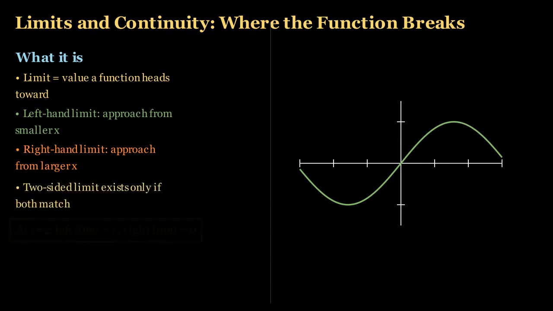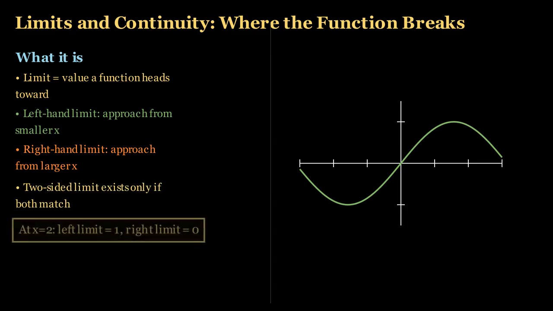But here's the catch, you can approach from the left, with x values like 1.9, 1.99, 1.999, or from the right, with 2.1, 2.01, 2.001. The left-hand limit is what the function heads toward from the smaller side, and the right-hand limit is what it heads toward from the larger side. The full, two-sided limit only exists if both of these one-sided limits agree on the same destination.